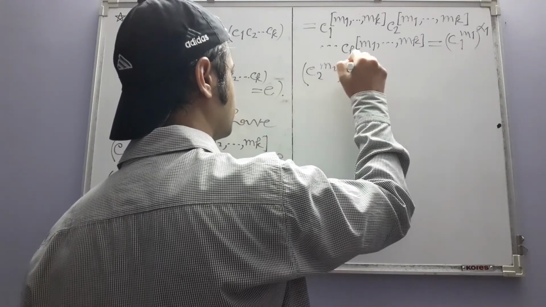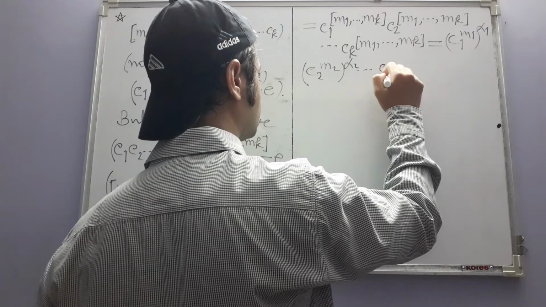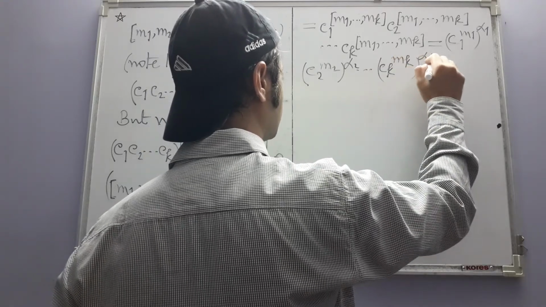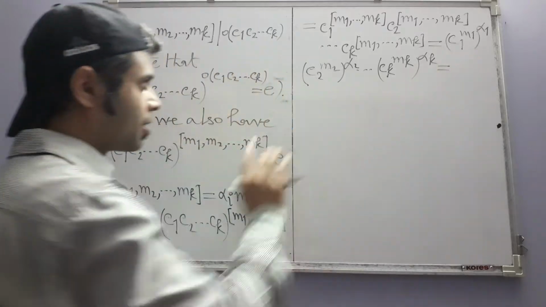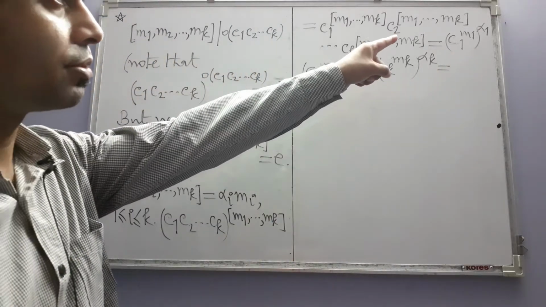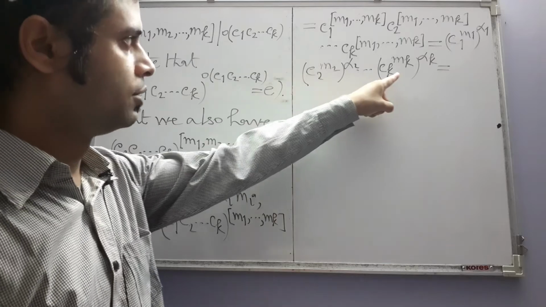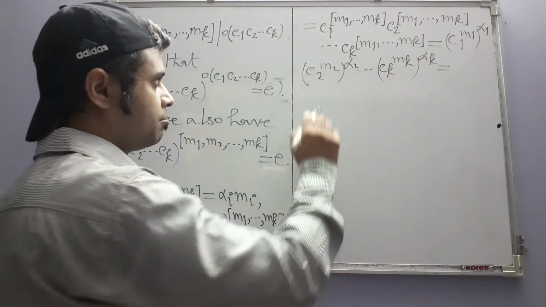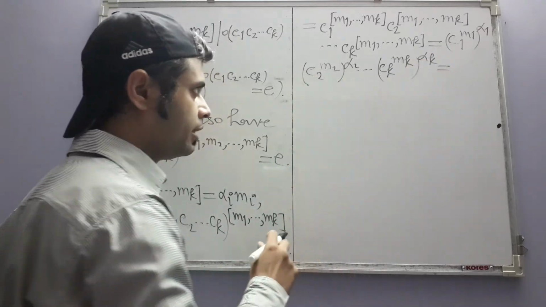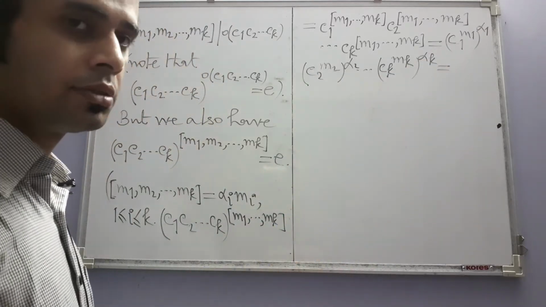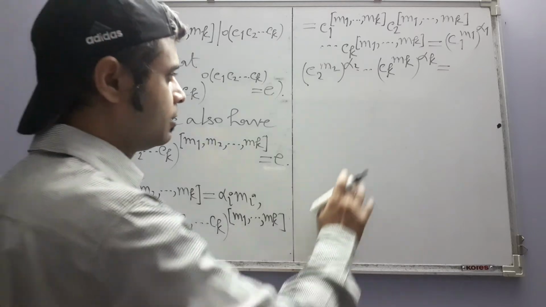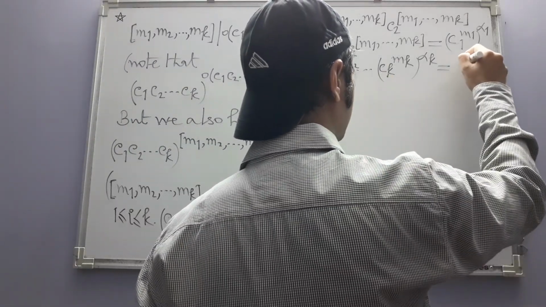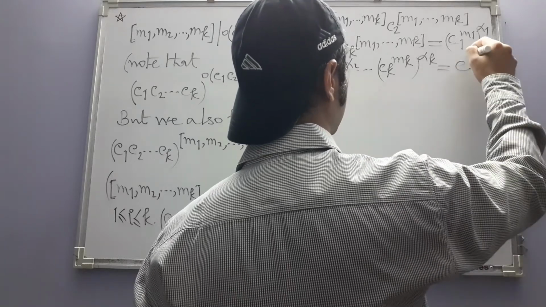c2 to the power m2 alpha 2, up to ck to the power mk alpha k, and these powers c1 to the power m1, c2 to the power m2, all the way up to ck to the power mk, they are all identity. Why? Because the exponents you see, they are cycle lengths, and we have already proved in part A that that is their order. These are their orders. So that's how this is equal to identity.